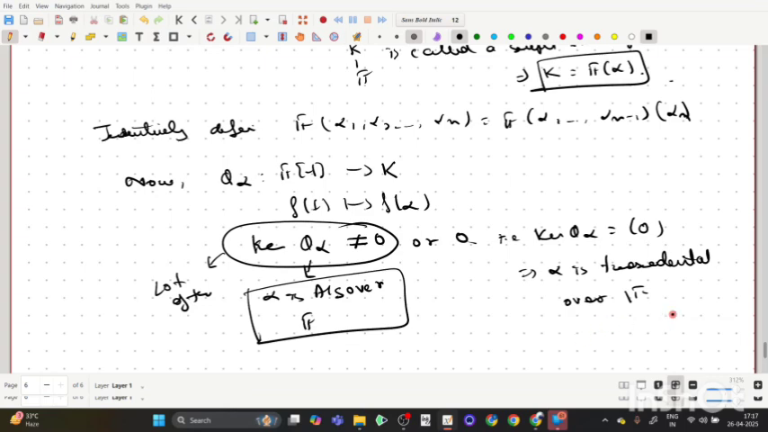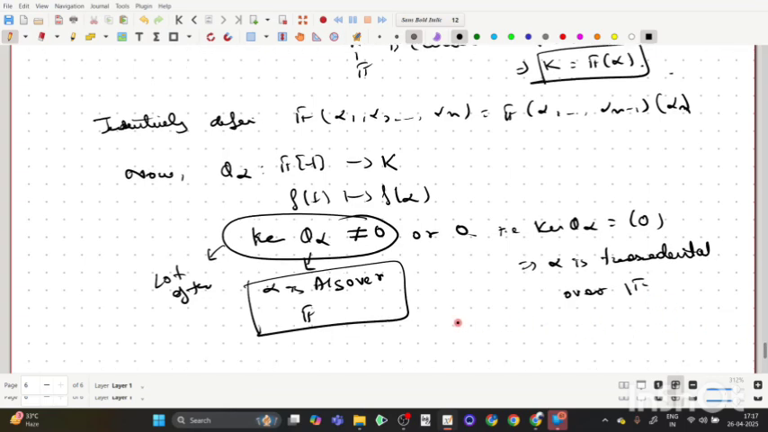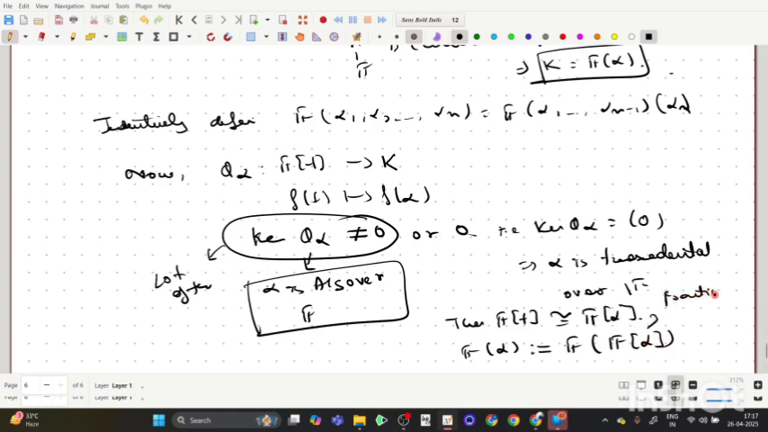And in that case, again by the isomorphism theorem itself, F[t] is isomorphic to F[alpha]. In this case, F(alpha) is defined to be the fraction field of F[alpha]. This is our notation for fraction field. Clear?